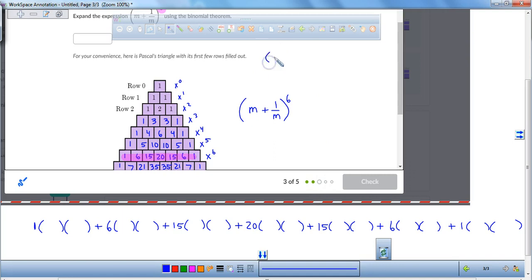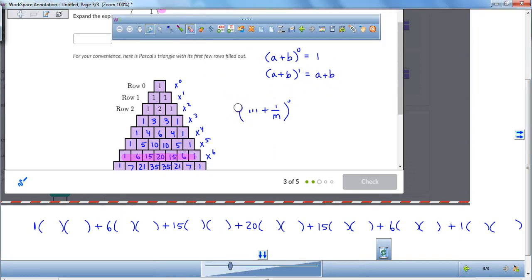So let's start with just 2 basic letters, A and B. If I have A plus B and I raise that to the power of 0, like row 0, that's going to equal the number 1. But if I have A plus B to the power of 1, well, we have 1 of each of them. That's just going to be A plus B.